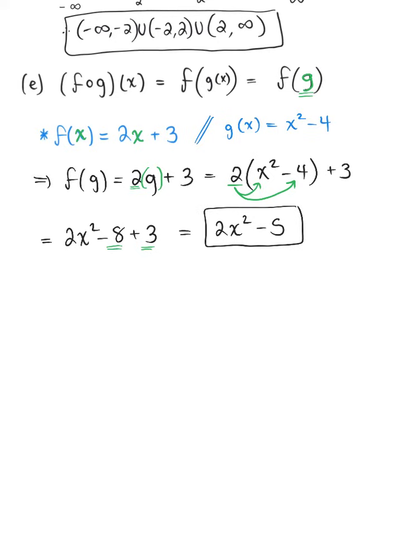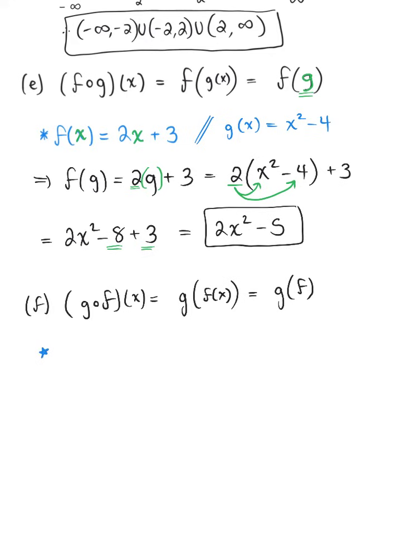And last but not least, we have the reverse of this. We now want to go ahead and find g of f of x. So again, by definition, we are going to substitute the function f of x into g. Or again, we can think about this as g of f. So again, to help guide us in what to do, we'll keep in mind, of course, that g of x is defined here as x squared minus 4.